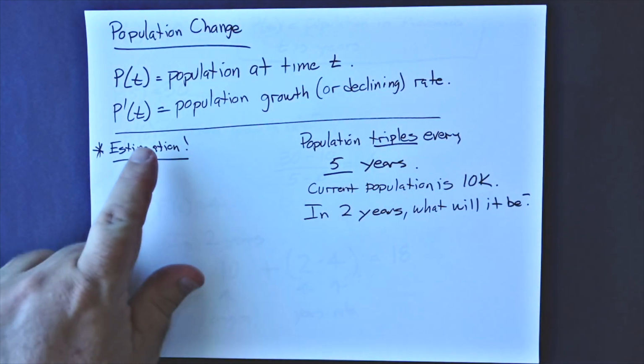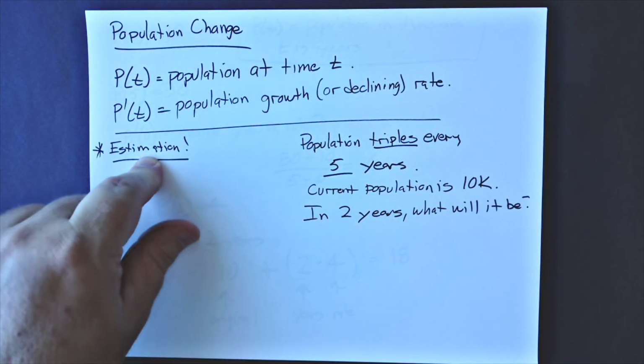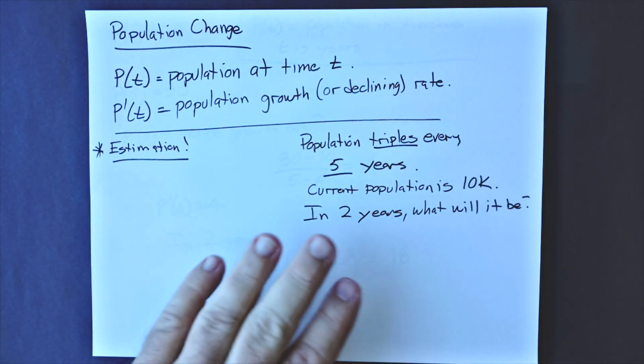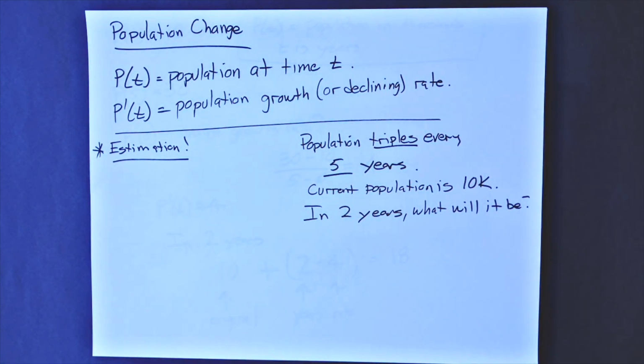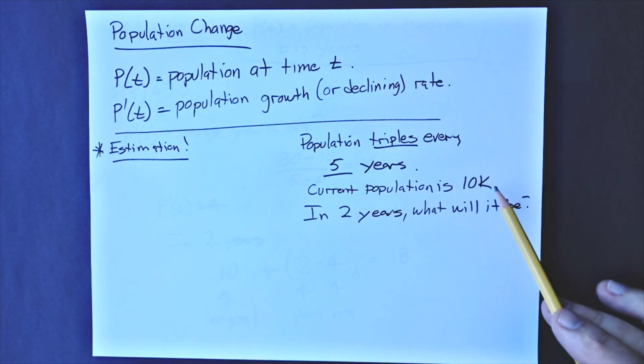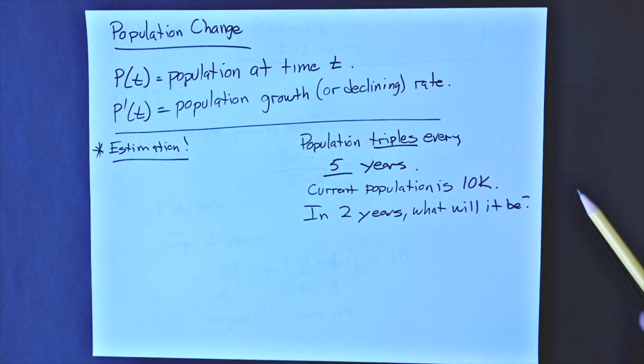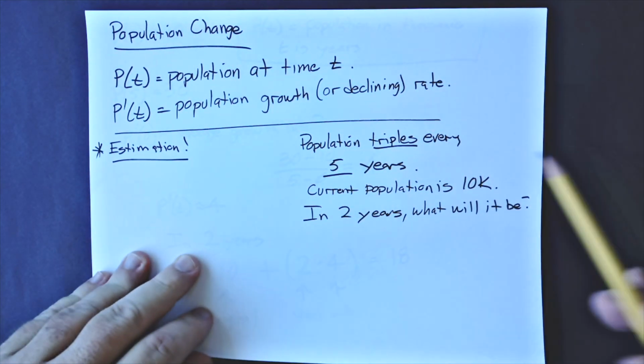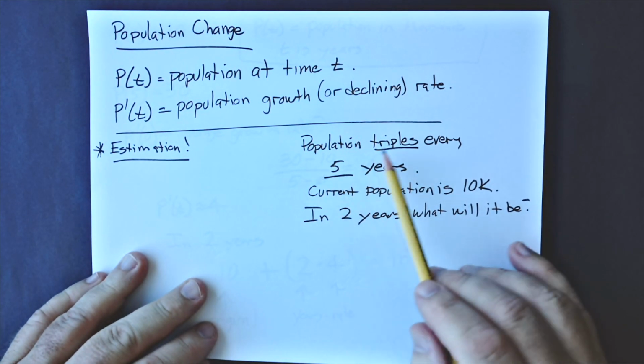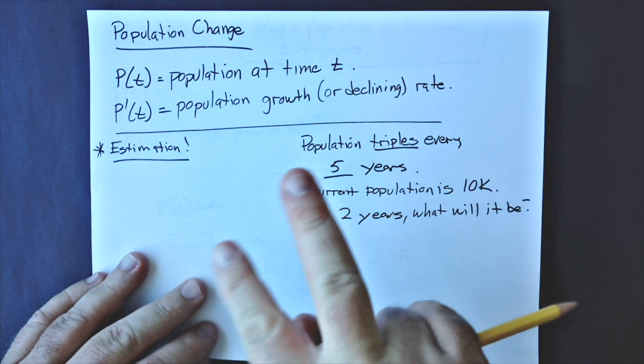So in this case, we're going to do it. This is an estimation problem. It's pretty straightforward. So here's the setup. We say that the population triples every 5 years. The current population is 10,000. In 2 years, what will it be? All right, so this is important here. It triples every 5 years. That gives us 2 data points.